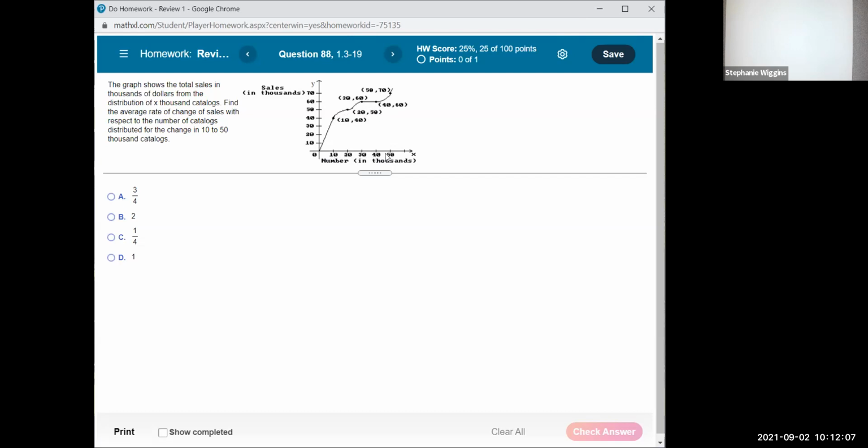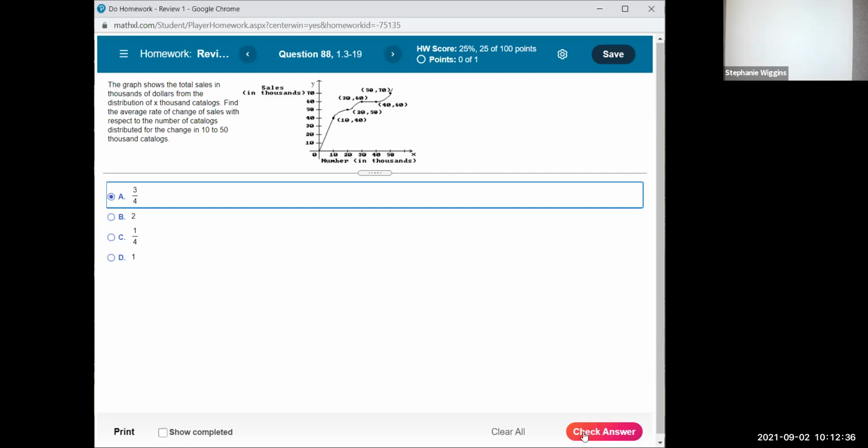So that's 40. So you start at 10, you go 1, 2, 3, 4, that's 4 tenths. And that's of course 50 minus 10 is 40. And then you're going from this spot here at 10 to this spot at 50, and you're going from 40 to 70. So that's 70 minus 40 is 30. So you're going to have 30 divided by 40, which is 3/4. Okay.